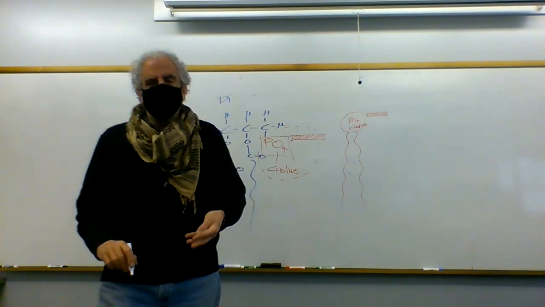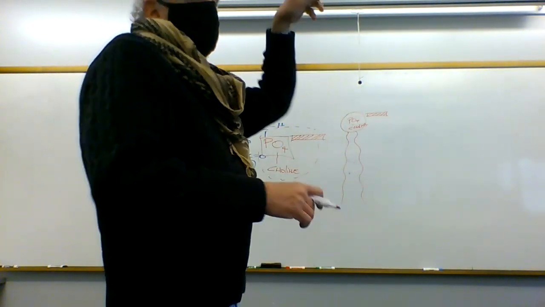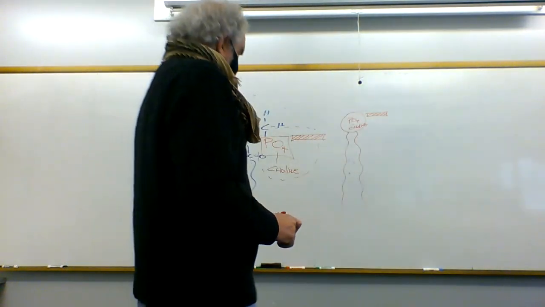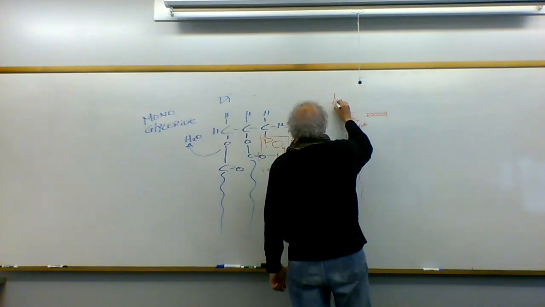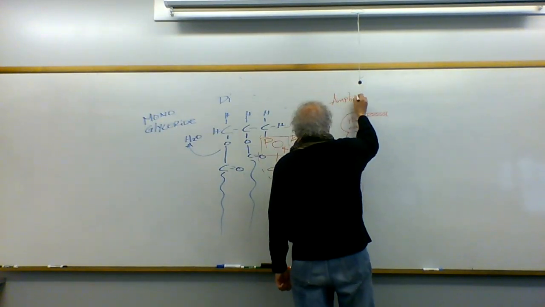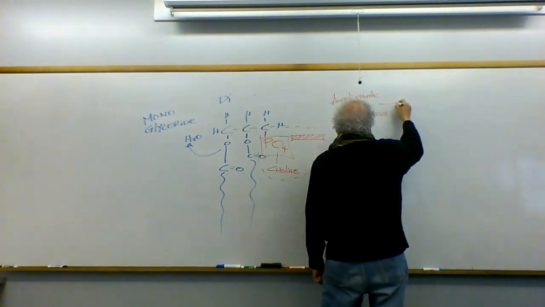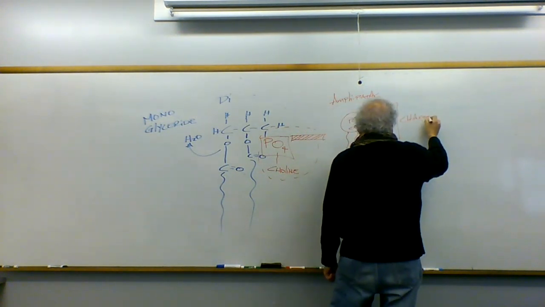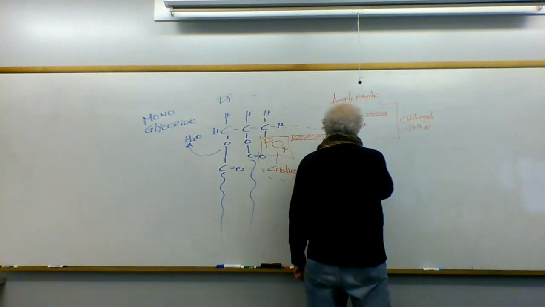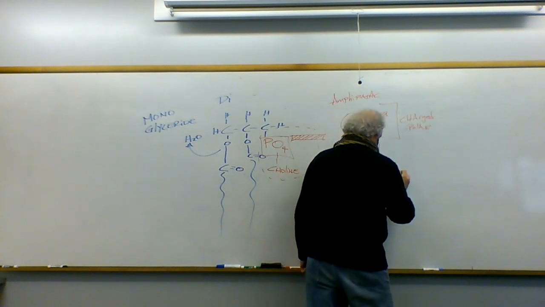Now, in the typical diagrams, you draw the polar head and then the two fatty acid tails. And this molecule is said to be amphipathic, meaning that it's got a charged end, it is very polar, and it's got a nonpolar tail.